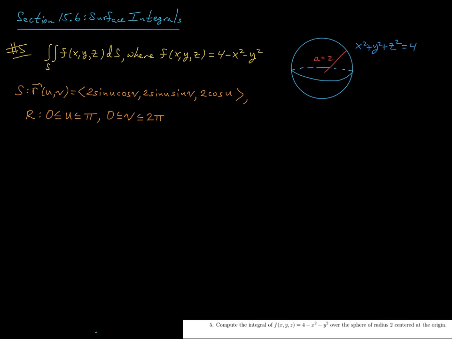All right, next up is question 5. It says compute the integral of the function f of x, y, z, which is 4 minus x squared minus y squared, over the sphere of radius 2 centered at the origin. All right, so here's our sphere, radius 2 centered at the origin.